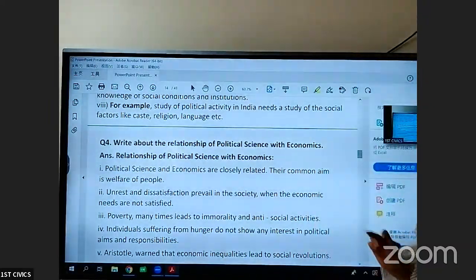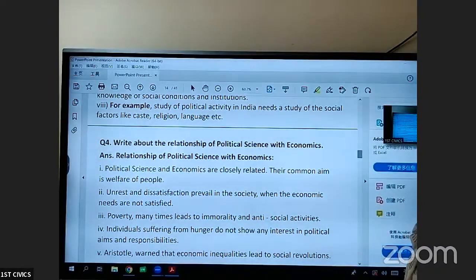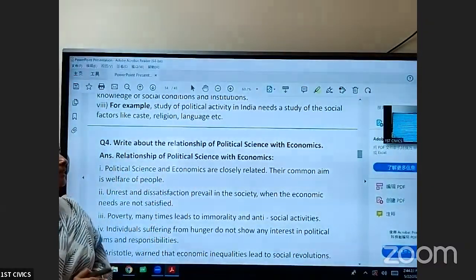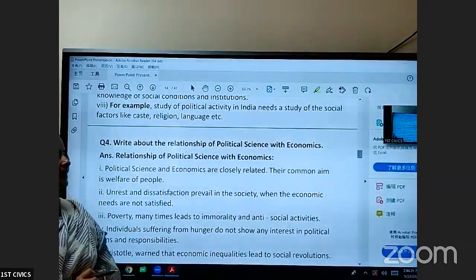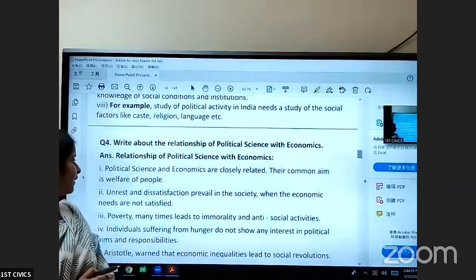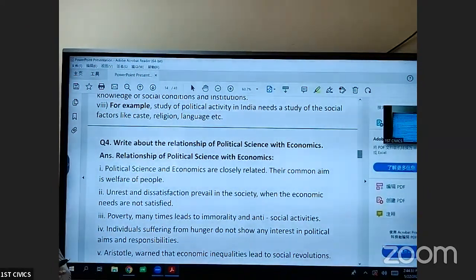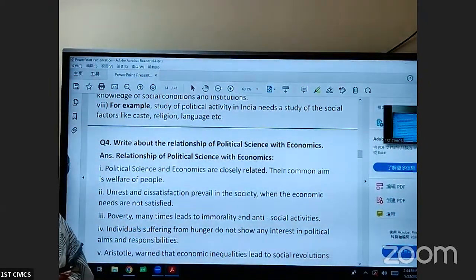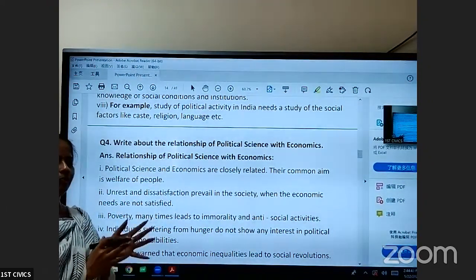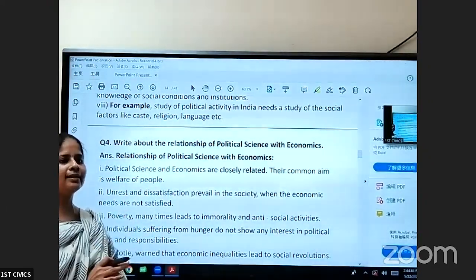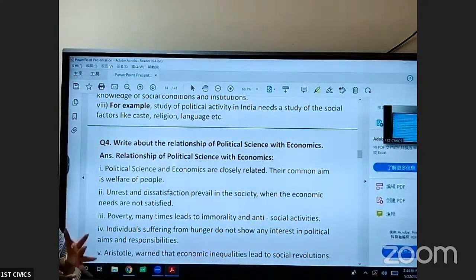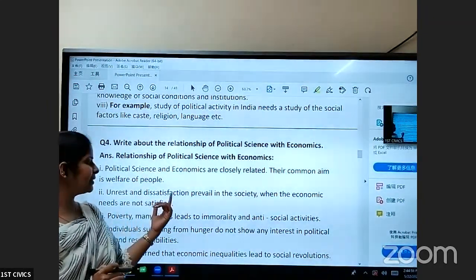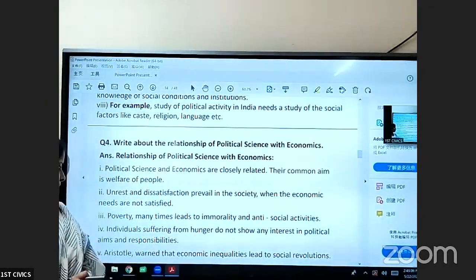Next is the relationship between political science and economics. We know political science studies the government and state, whereas economics deals with wealth. Political science and economics are closely related. Their common aim is the welfare of the people. Unrest and dissatisfaction prevail in society when economic needs are not satisfied. Government will make policies for the welfare of the people, and it has to consider the needs of the people while making the policies. If the government policies do not take care of the needs of the people, then unrest and dissatisfaction will prevail in the society.